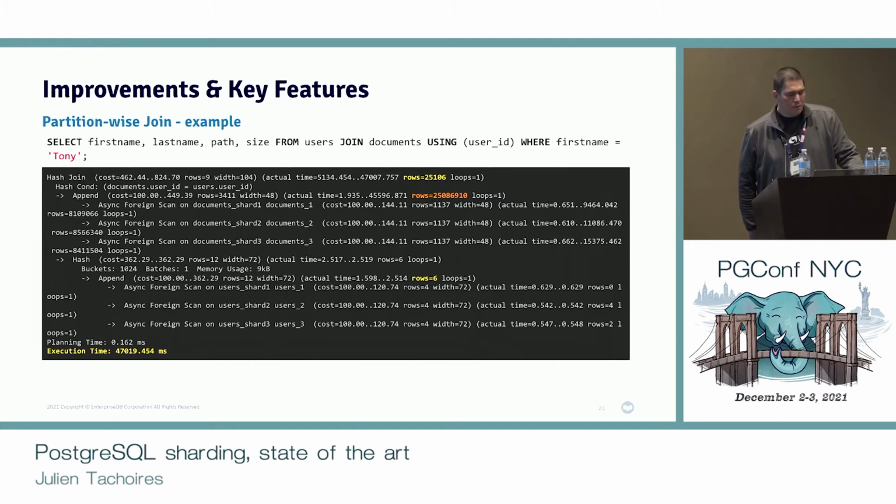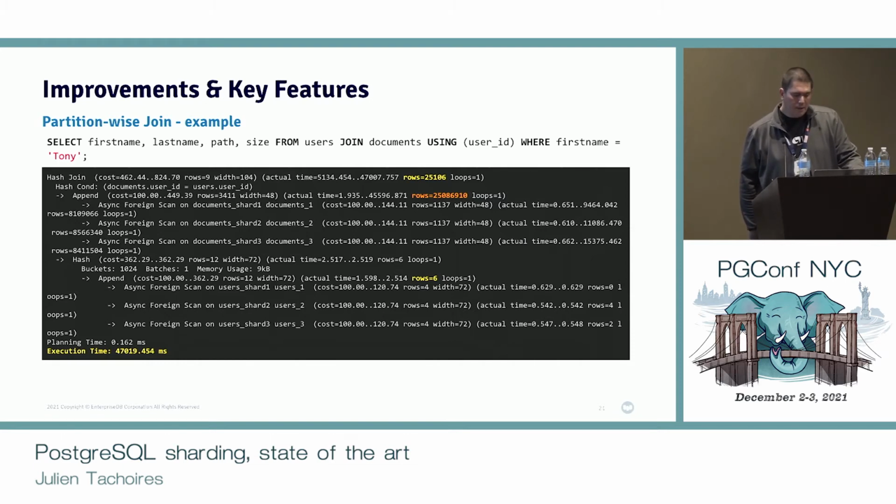foreign scans of users partition are issued and 6 rows are fetched because of the where clause. So we are basically scanning all the users partition, and only 6 rows are fetched. And then foreign scans on documents partition are executed, but this time 25 millions of rows are fetched. 25 millions is the total number of documents in our database.